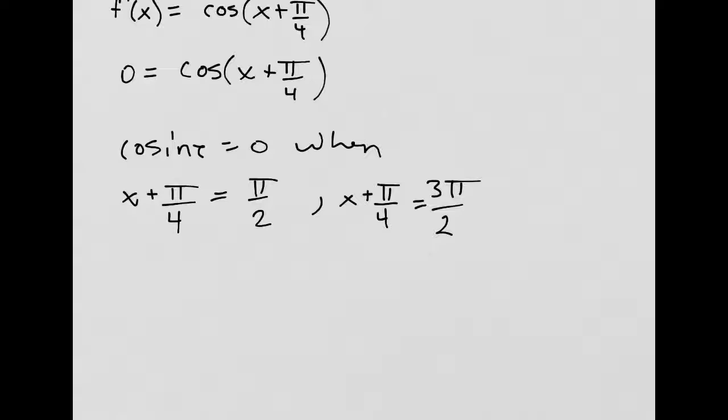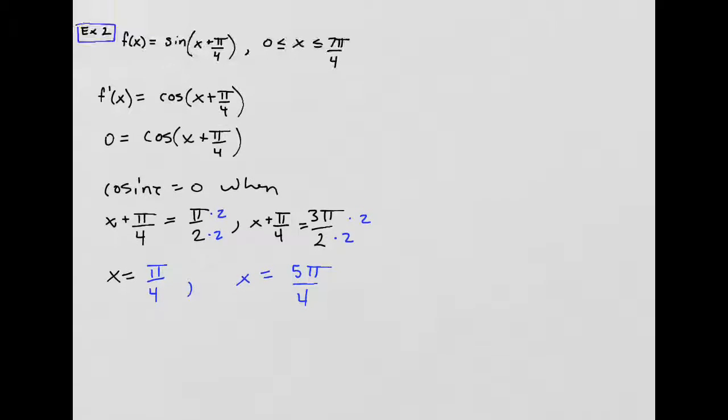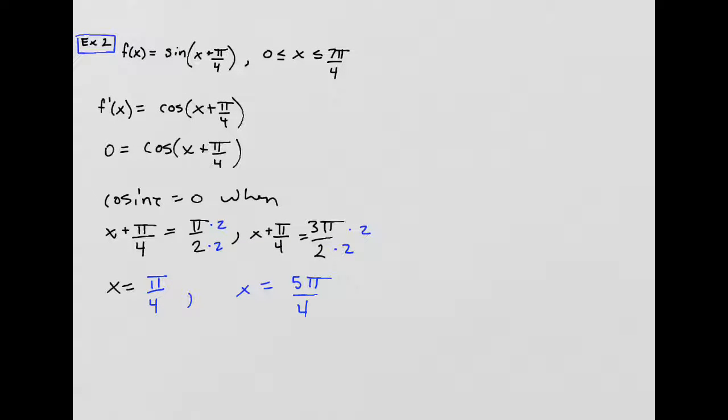And then what happens next? Well, if I subtracted pi over 4 over, what is that? That would just be pi over 4. And then also x equals, what would this be? 6 minus 1 is 5 pi over 4. Okay, so I have two critical points here. One when x equals pi over 4, and one when x equals 5 pi over 4.